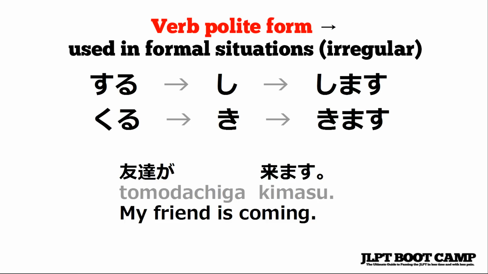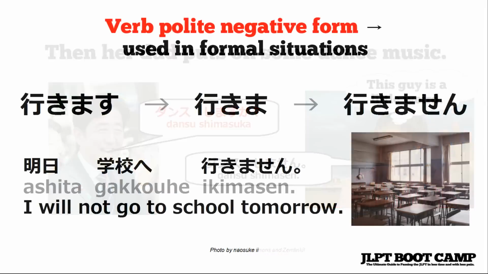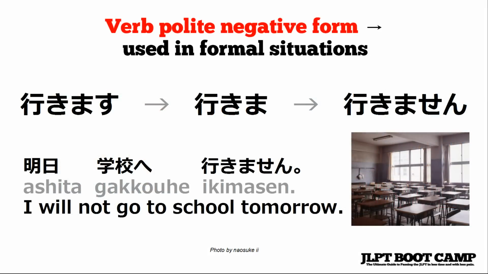So now, going back to the beach, her dad puts on some dance music and asks you, dansu shimasu ka? And you reply, dansu shimasen. You don't want to dance with this guy. And again, this is the negative form. This is very easy to form. You basically just cut off the su and you add sen. So ikimasu, cut off the su, ikima, add sen. You have ikimasen. Ikimasen. For example, ashita gakko e ikimasen. I will not go to school tomorrow.